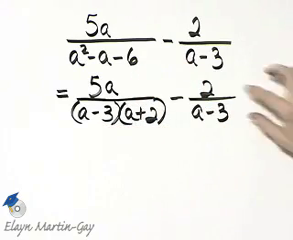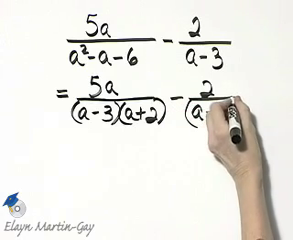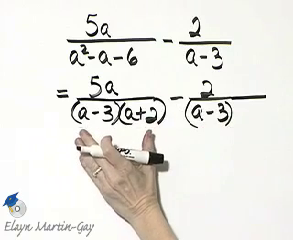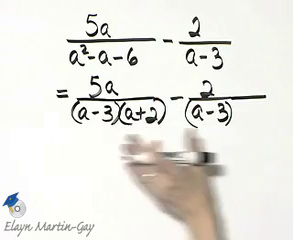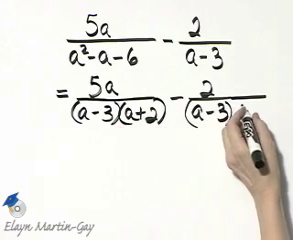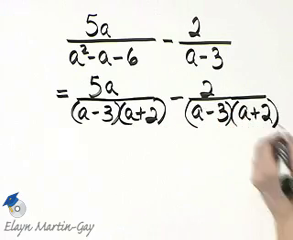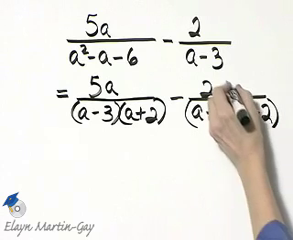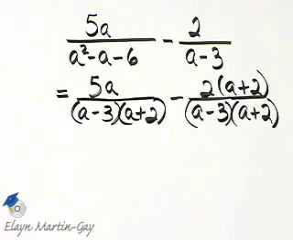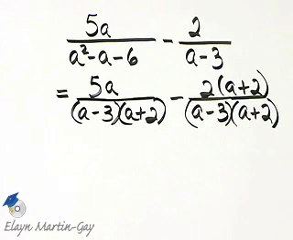Let's go ahead and look at this fraction, or this rational expression. What would I multiply the denominator by so that this denominator looks like this denominator? I would multiply this denominator by a plus 2. I'll go ahead and do it right here. If I multiply the denominator by a plus 2, I must multiply the numerator by a plus 2. Now look what I've accomplished. The denominators are now the same.